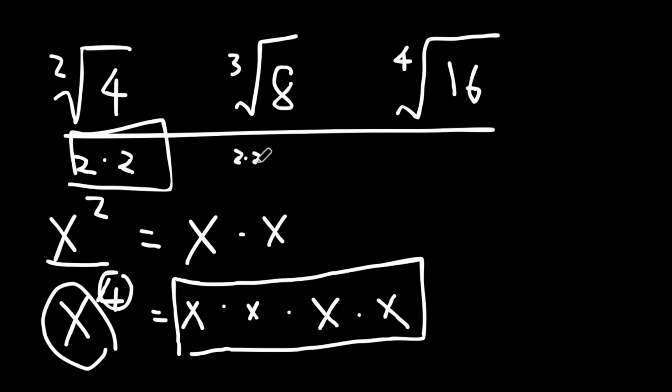2 times 2 times 2 gives you 8. Therefore the answer here is 2. 2 times 2 times 2 times 2 is 16. Therefore the answer here is also 2. So do you understand? Do you get the gist of it? This is how roots work. And it's the same for even in algebra context.